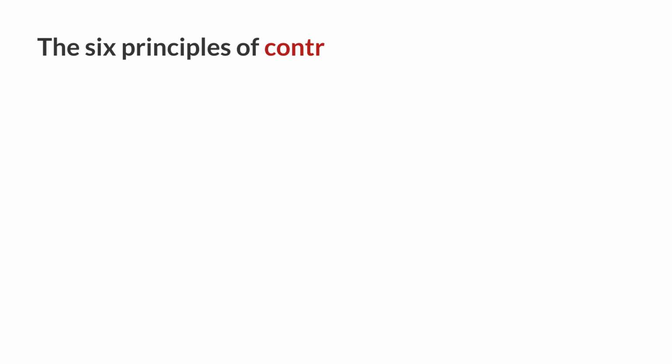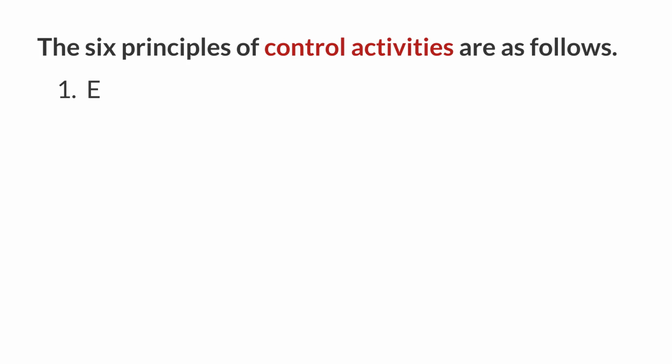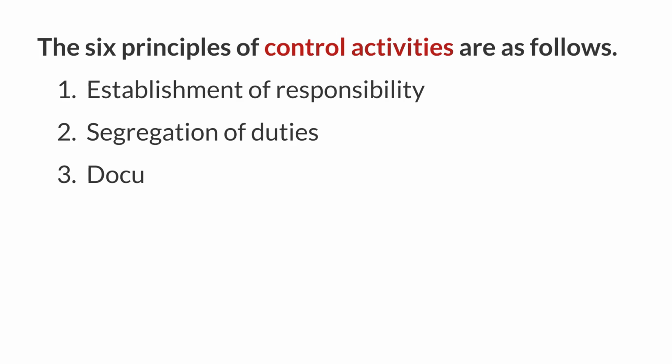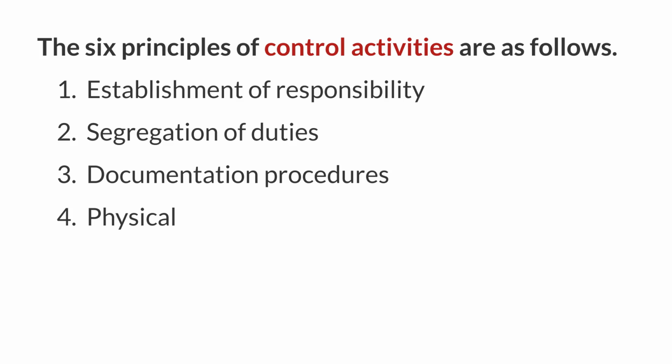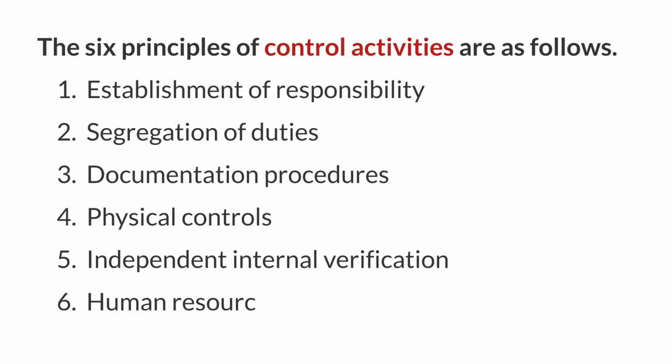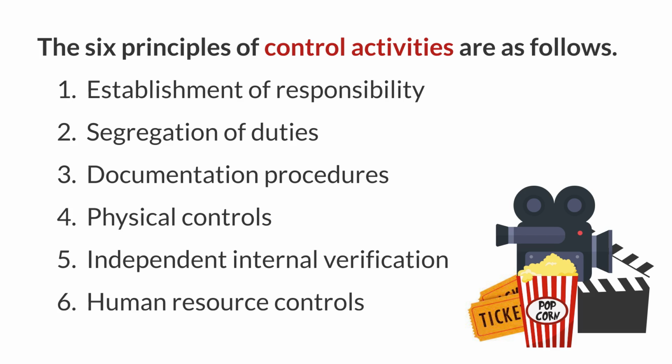The 6 principles of control activities are establishment of responsibility, segregation of duties, documentation procedures, physical controls, independent internal verification, and human resource controls. We will explain each of these principles in detail and apply them to a movie theater.